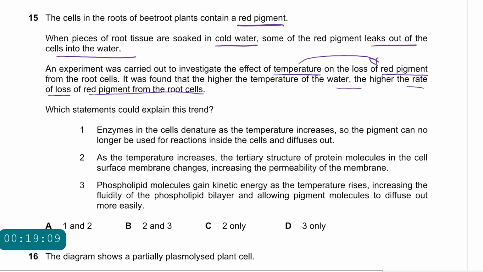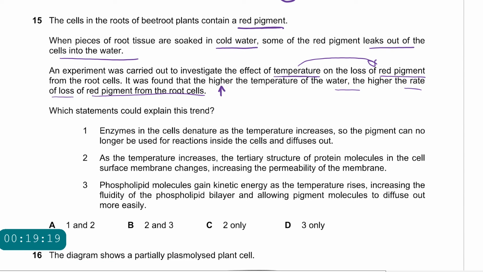So let's first summarize this experiment really quickly and explain its factors. Here it's experimenting diffusion. As we all know, the rate of diffusion increases with increasing temperature. Why? Because particles now have more kinetic energy and they move faster. Okay, so let's start with the first point. Enzymes in the cells denature as the temperature increases, so the pigment can no longer be used for reactions inside the cell and diffuses out. Obviously, this is totally incorrect. The part about enzymes denaturing is correct, but the rest of the statement does not make any sense.